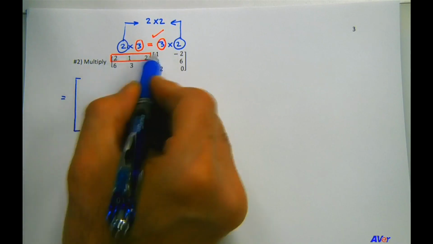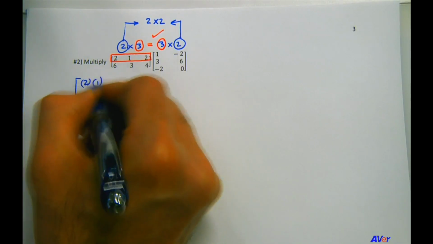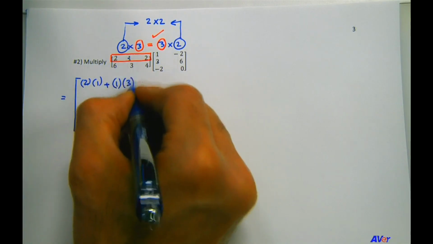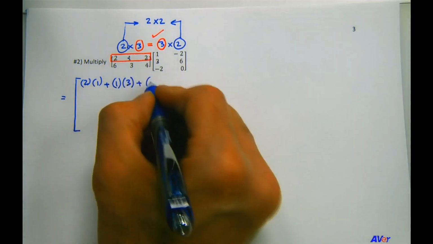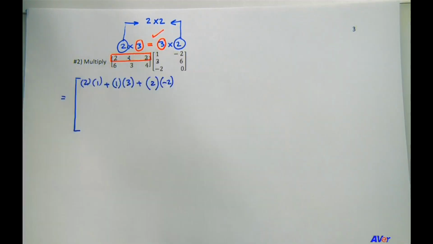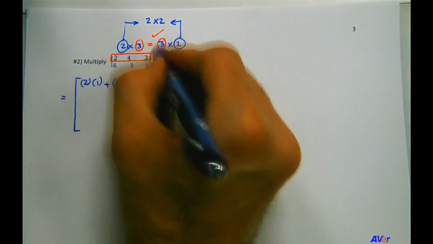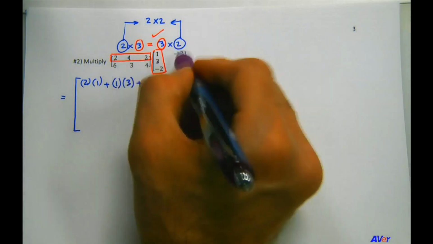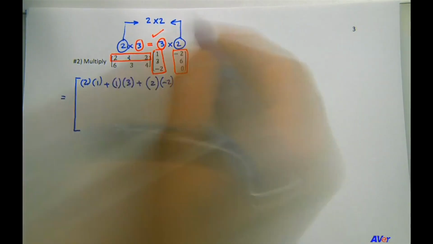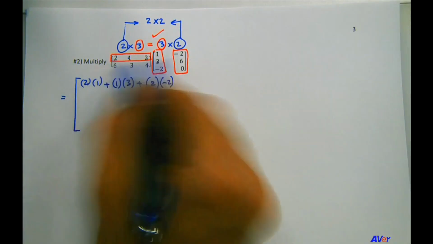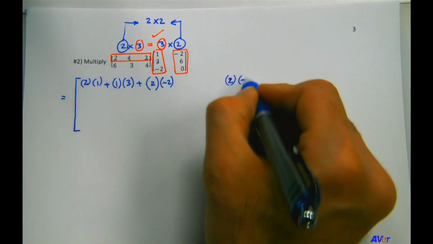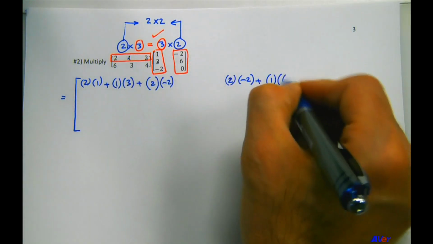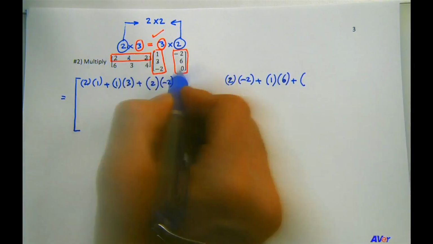So 2 times 1 plus 1 times 3 plus 2 times minus 2. Right? We finished multiplying the first row by this first column. So we multiply the first row by the second column now. Okay? So 2 times minus 2 plus 1 times 6 plus 2 times 0.